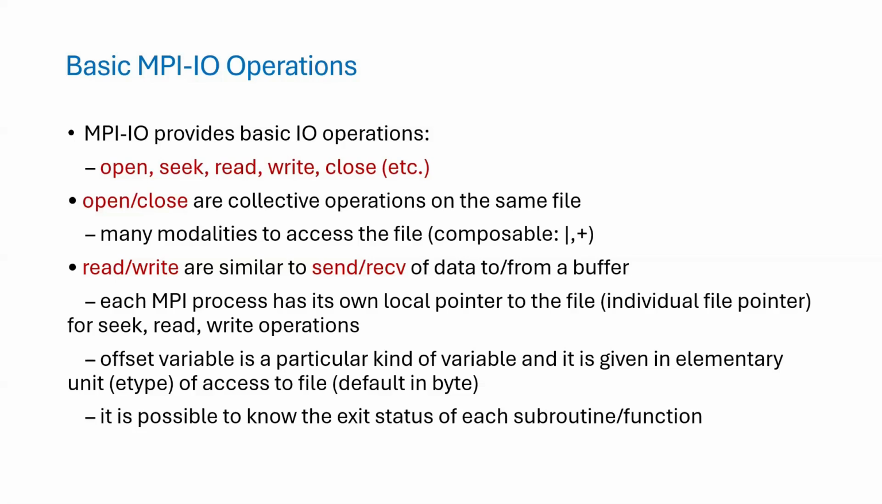attributes or variables, a particular kind of variable given in elementary units called etype, used to access a file. And then it is possible to know the exit status of each subroutine and function, because the status is a part of that function call.